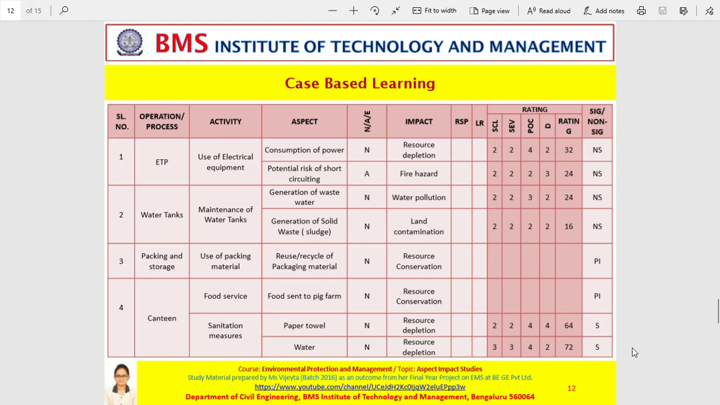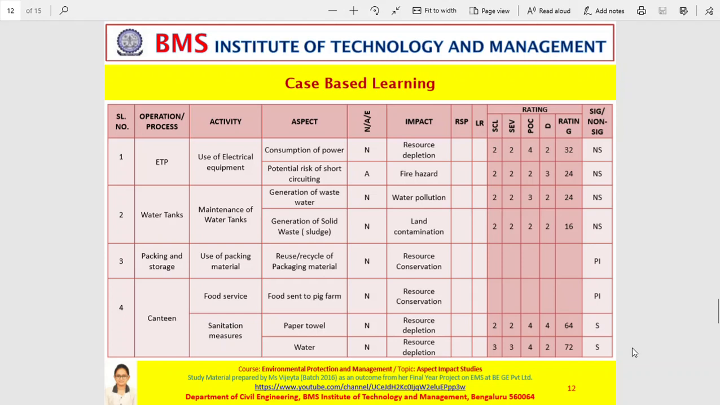This activity has two aspects: generation of wastewater and generation of solid waste, that is sludge. Both of these aspects are normal or routine conditions. The impact for generation of wastewater is water pollution, and the impact for generation of solid waste, that is sludge, is land contamination. The rating given for generation of wastewater is 2 on scale, 2 on severity, 3 on probability of occurrence, and 2 on duration. Therefore, a rating of 24, which is a non-significant aspect.